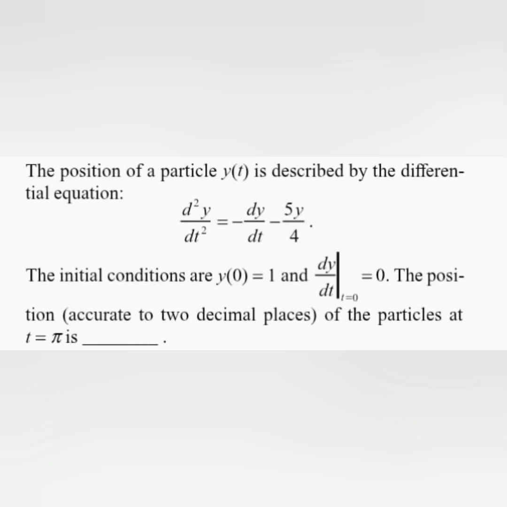This is a GATE practice question. Let me read the question. The position of a particle y(t) is described by the differential equation d²y/dt² = -dy/dt - 5y/4. The initial conditions are y(0) = 1 and dy/dt at t = 0 is equal to 0. The position of the particle at t = π is ______, accurate to 2 decimal places.